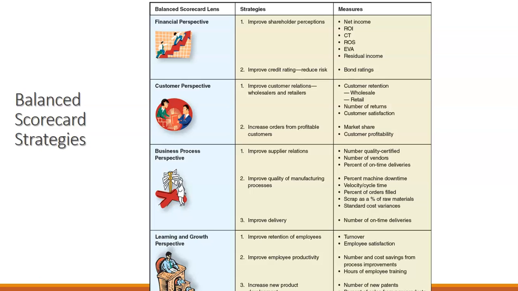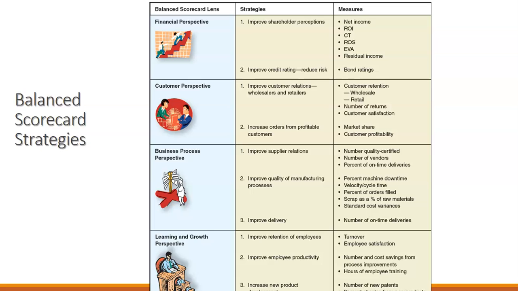With the financial perspective, we're going to use financial ratios to analyze those, along with return on investment, EVA, residual income, etc. Under the customer perspective, we're going to look at our customer retention and our customer satisfaction. For the business processes perspective, we might look at how much scrap we have, what our cost variances are, and how well we're doing with production times and our manufacturing cycle efficiency.